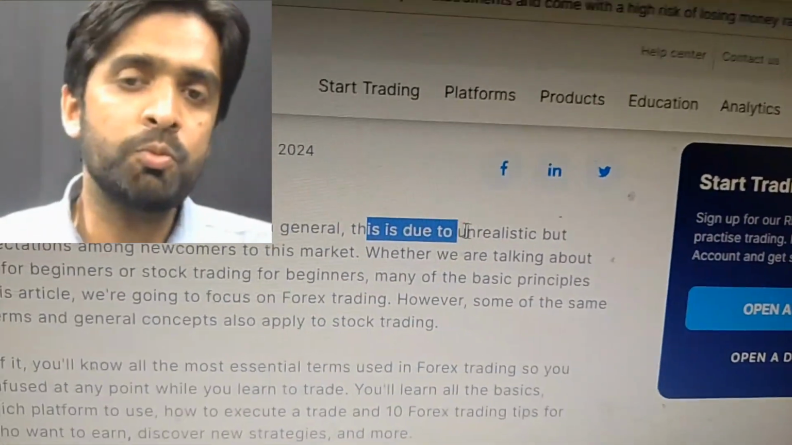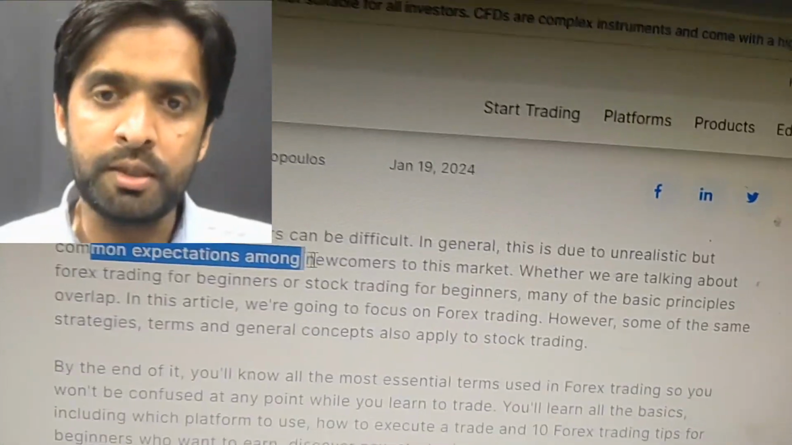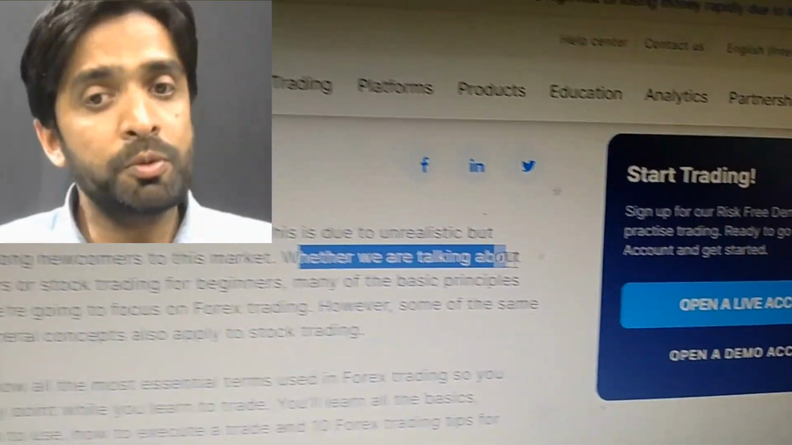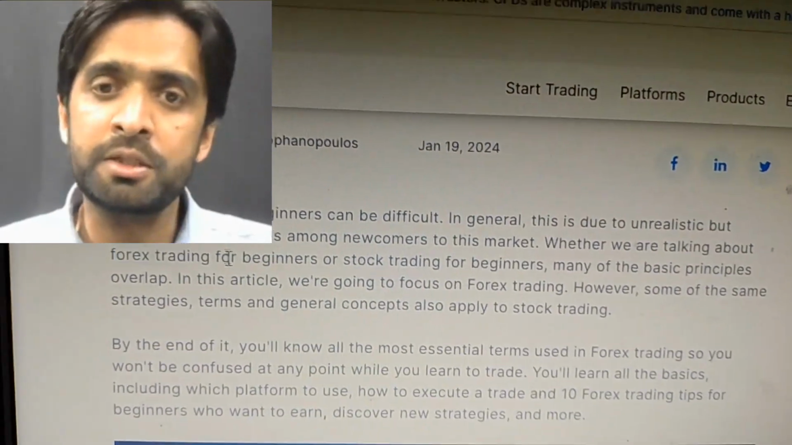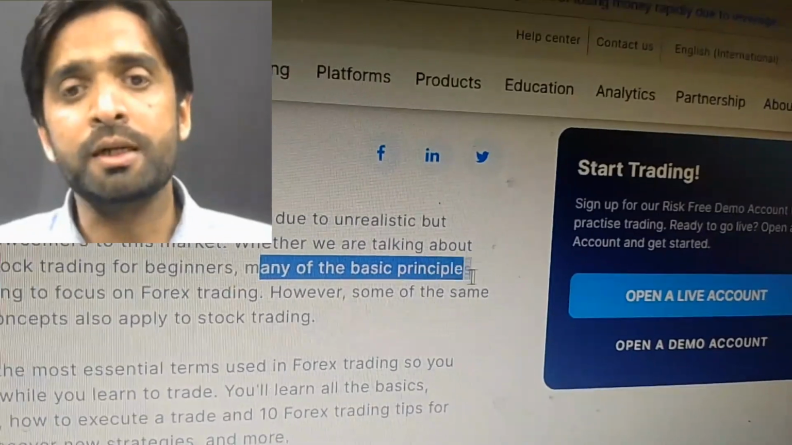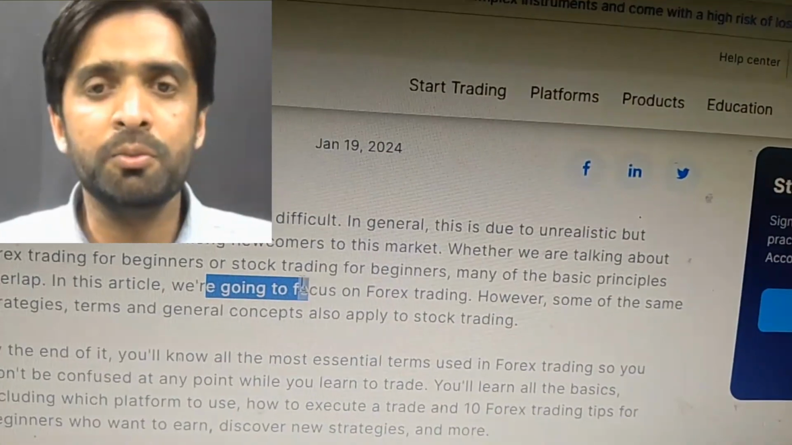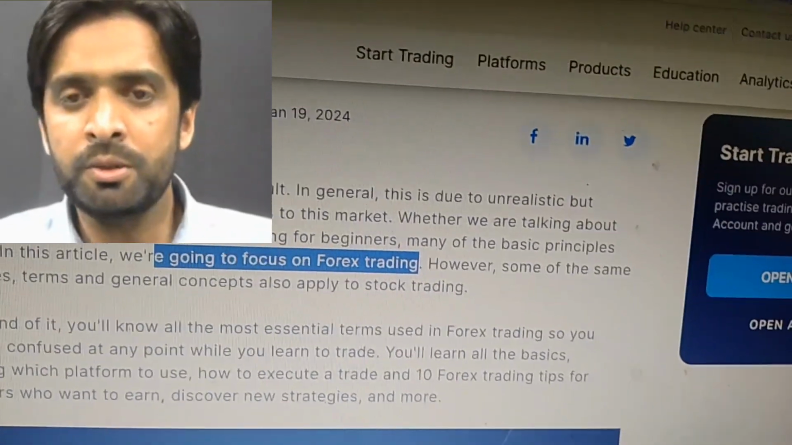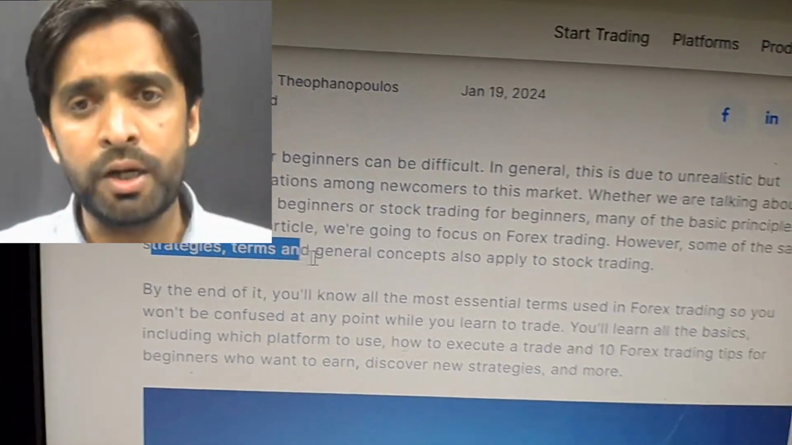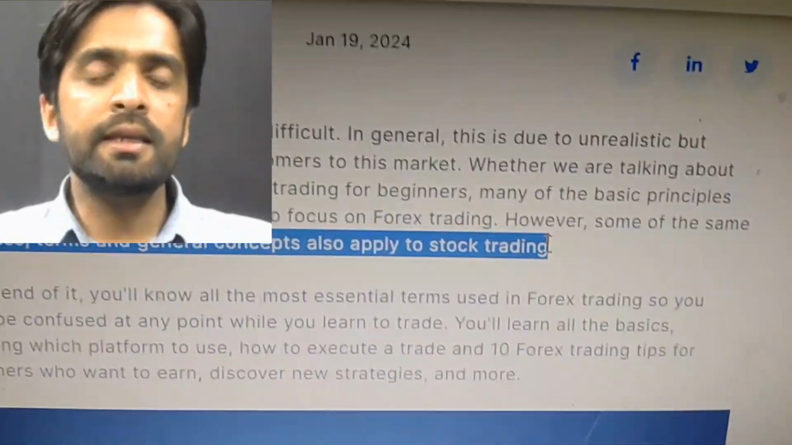This is due to unrealistic but common expectations among newcomers to this market. Whether we are talking about forex trading for beginners or stock trading for beginners, many of the basic principles overlap. In this article, we are going to focus on forex trading. However, some of the same strategies and general concepts also apply to stock trading.